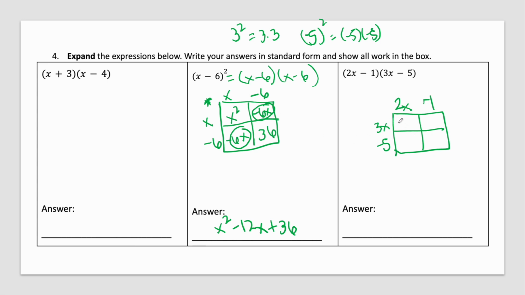So 2x times 3x is 6x squared. 3x times negative 1 is negative 3x. Negative 5 times positive 2x is negative 10x. Negative 5 times negative 1 is positive 5. Combine like terms, negative 3x and negative 10x. Final answer, 6x squared minus 13x plus 5.